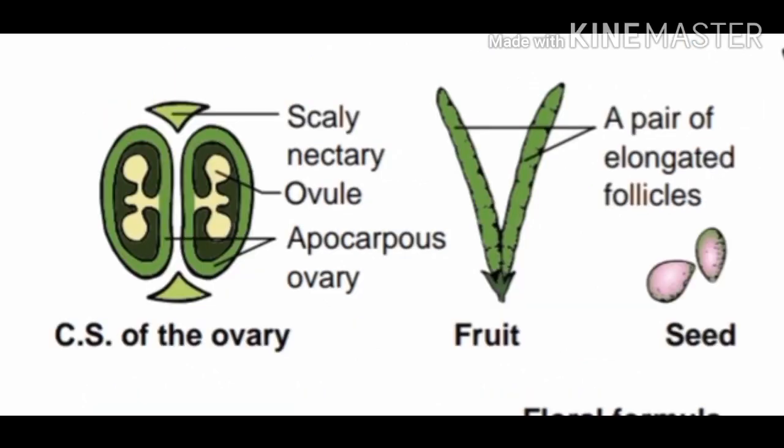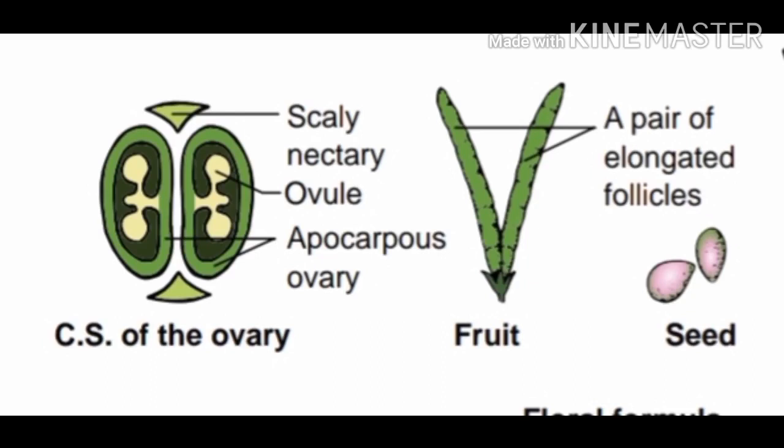Fruit, it is an elongated follicle. You can see the fruit, a pair of elongated follicles with the seeds inside them. And this is the ovary. The ovary is an apocarpous ovary with nectar scales present over here. These are the technical botanical description of the plant Catharanthus roseus.